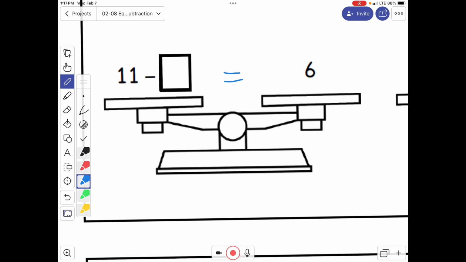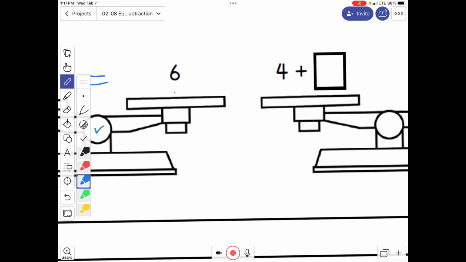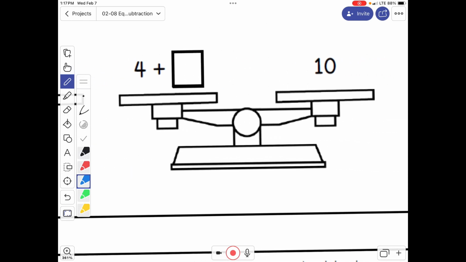So 11 minus what would make 6? Well, 11 minus 6 is 5, so would 11 minus 5 be 6? Yes. What would need to be in the box in order to keep this equation equal? 4 plus 6 equals 10.